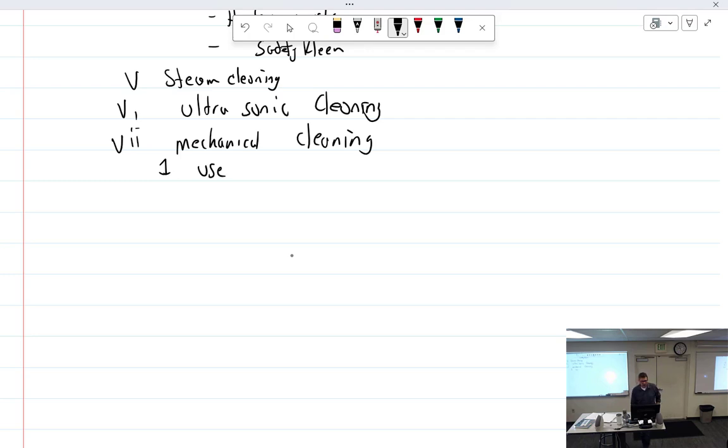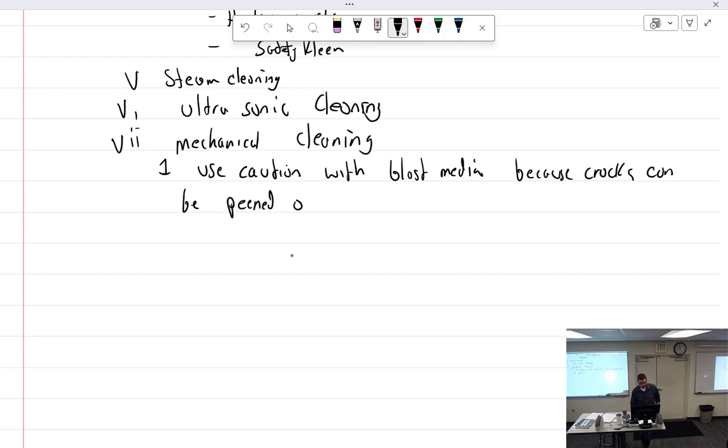So use caution with blast media because cracks can be peened over, which is when you're sandblasting. When you say sandblasting, that literally means you're blasting sand at it. You can actually take aluminum where you have a crack, and if you blast it, that crack will kind of bend over and seal up.